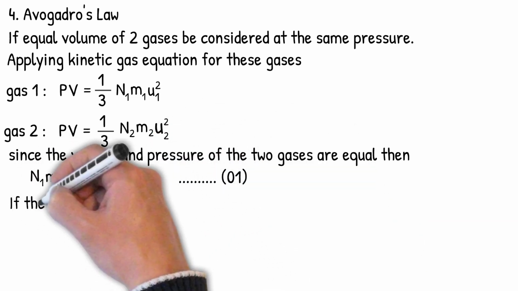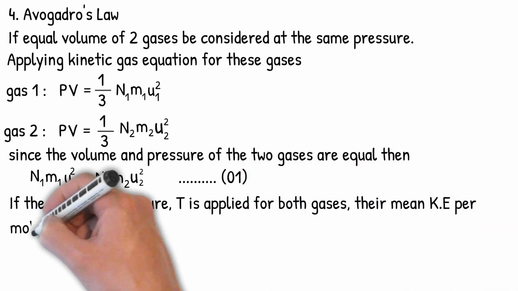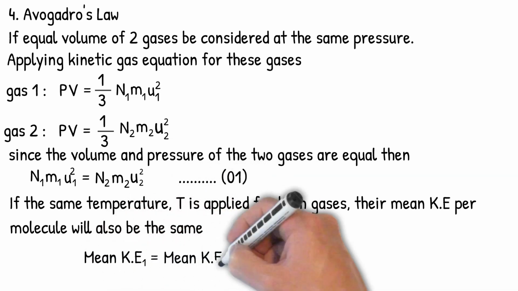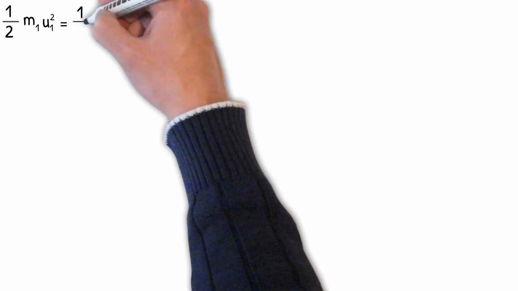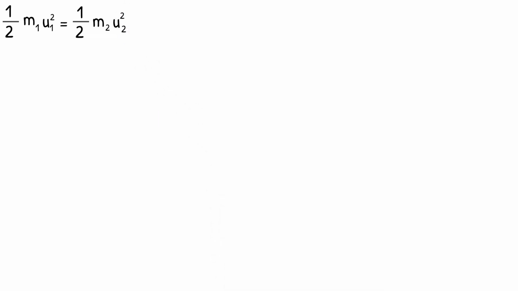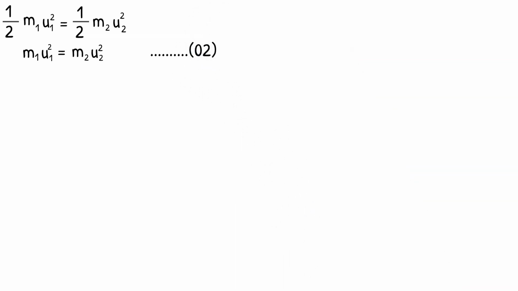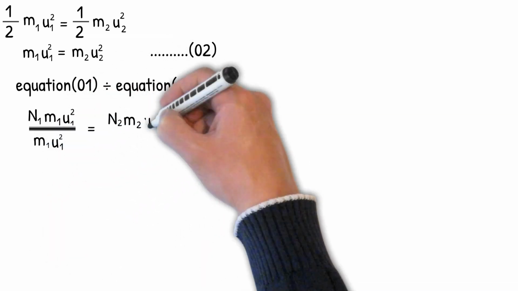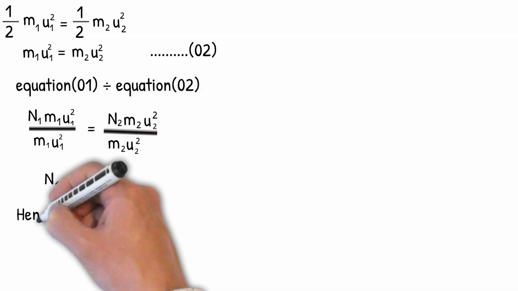If the same temperature T is applied for both gases, their mean kinetic energy per molecule will also be the same. Mean kinetic energy of gas 1 equals mean kinetic energy of gas 2. Then it becomes a half M1 U1² equals a half M2 U2². The halves cancel each other, then it becomes M1 U1² equals M2 U2². Let's call this equation 2. Then equation 1 divided by equation 2: N1 M1 U1² divided by M1 U1² equals N2 M2 U2² divided by M2 U2². Then it becomes N1 equals N2, hence Avogadro's law.